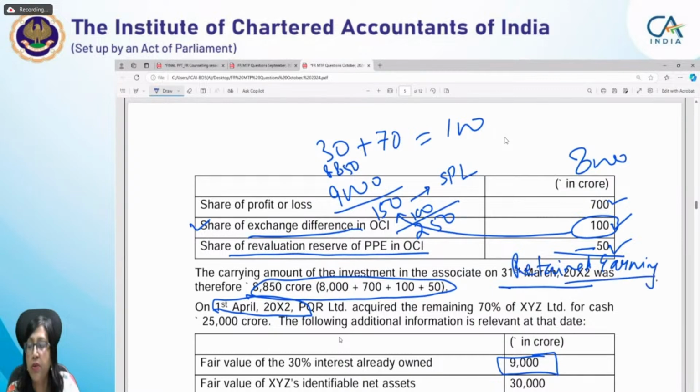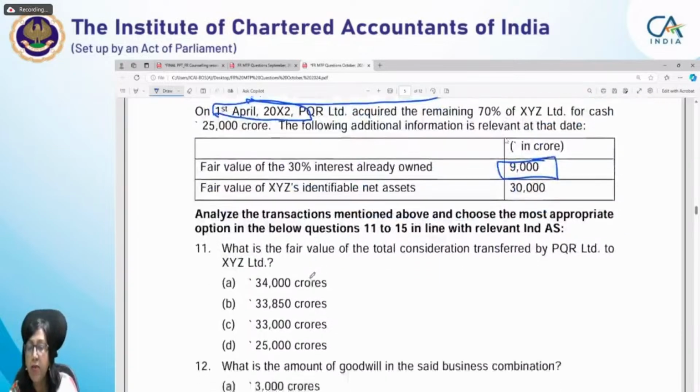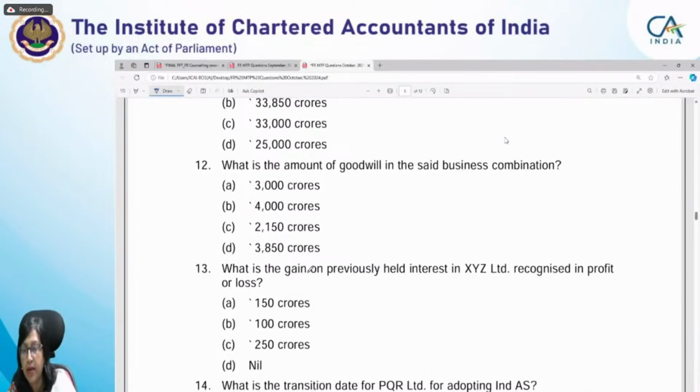And when it is routed through retained earning, it will not go to P&L. So 250 will be routed through the statement of profit and loss, and the remaining 50 will be routed directly through retained earning. So let's move on and see what is the question part of this particular part.